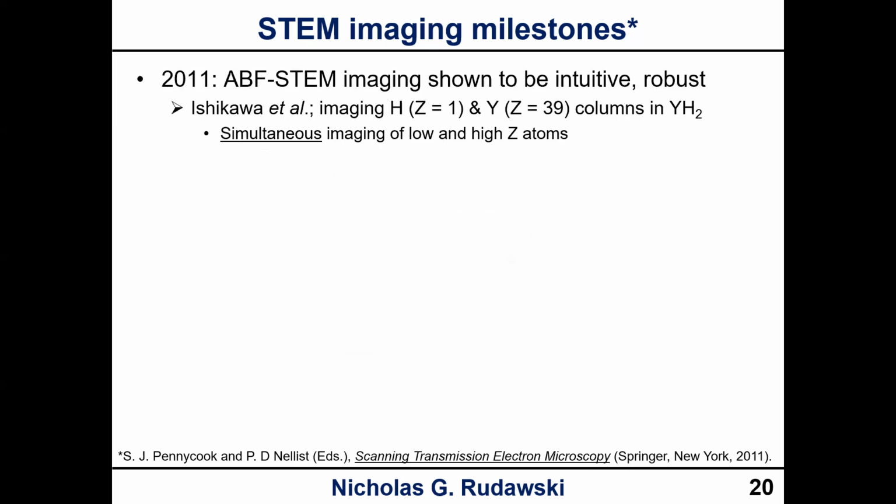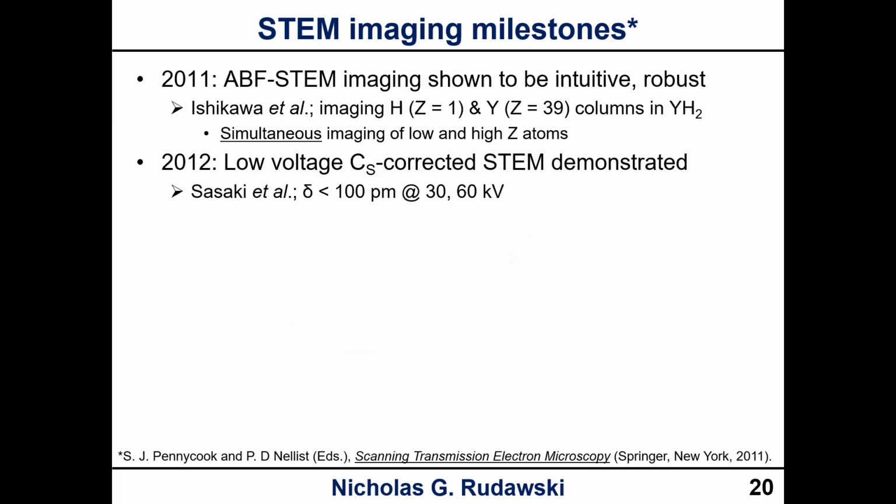And this is the last slide, I believe, here. So in 2011, a technique was introduced called ABF-STEM, which was shown to be intuitive and robust and allowed imaging of low Z and high Z elements at the same time. In 2012, low voltage CS-corrected STEM was demonstrated, so the ability to get sub-angstrom probes at lower voltages.